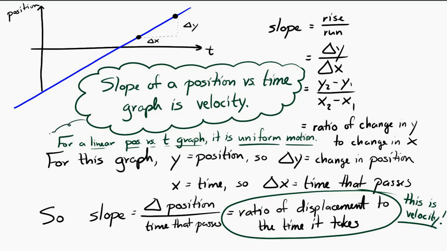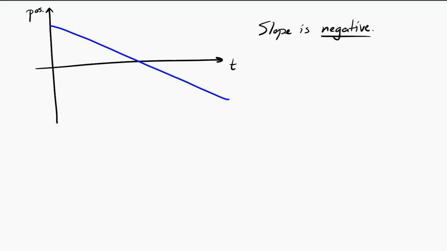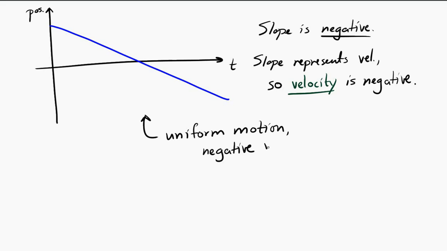And if I draw a different graph, like this, well, this position versus time graph is also linear. But the difference here is that the slope is now negative. So let's think about what that means. Well, the slope represents the velocity in a position versus time graph. So if the slope is negative, that means that the velocity is negative. In other words, this graph shows you that the object is in uniform motion, but the velocity is opposite of that in the previous graph. Here it's moving in a negative direction. The velocity is negative.